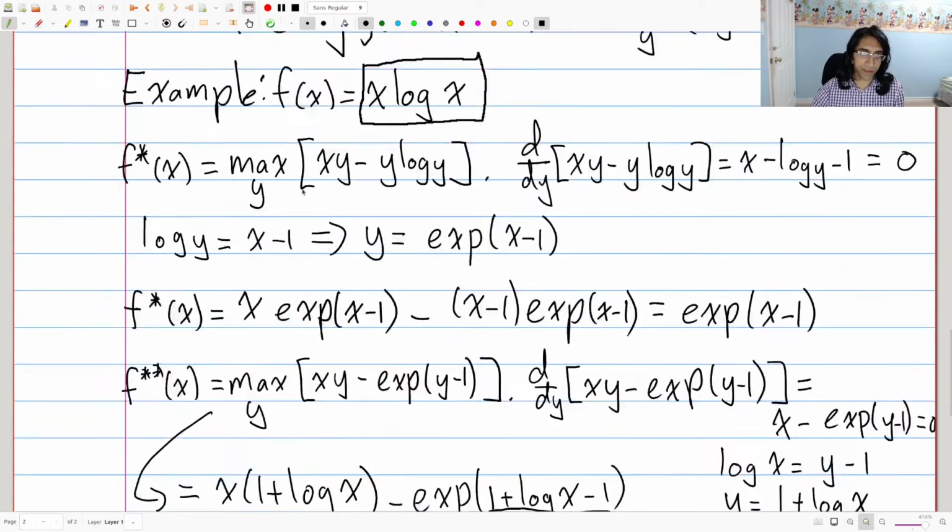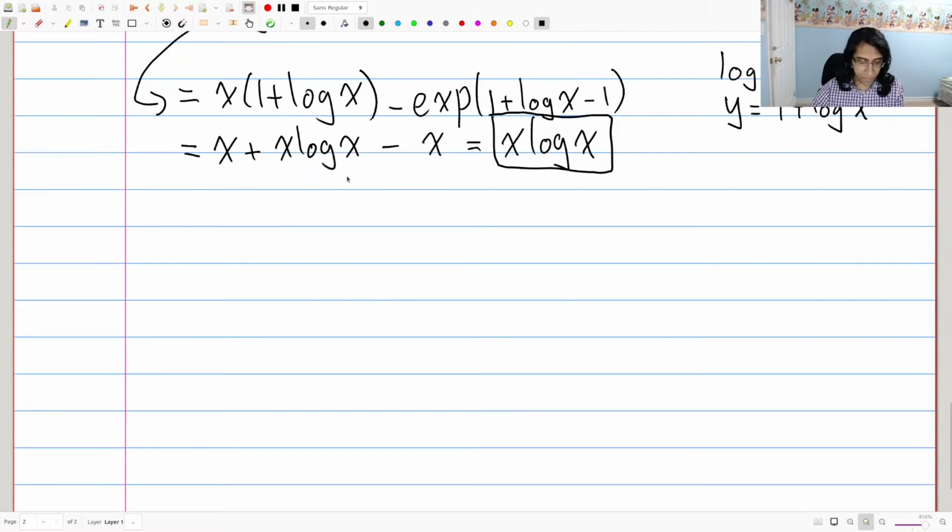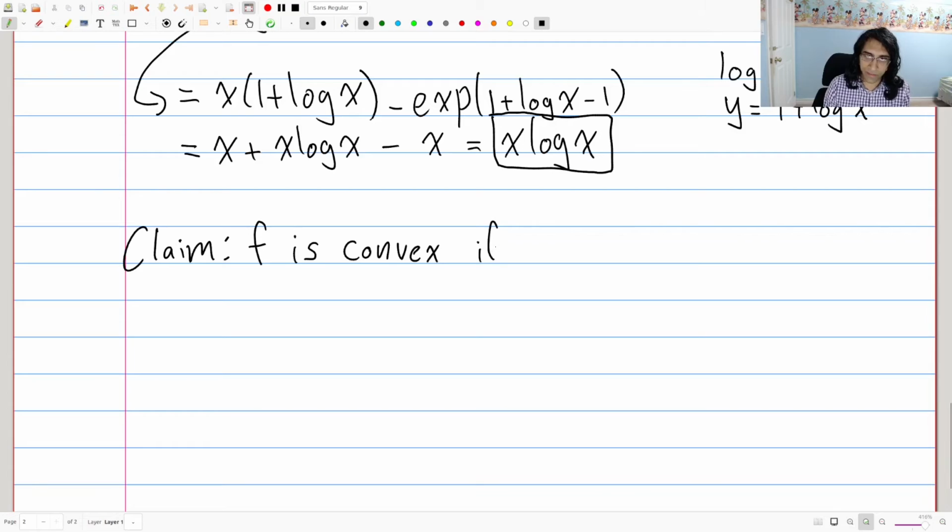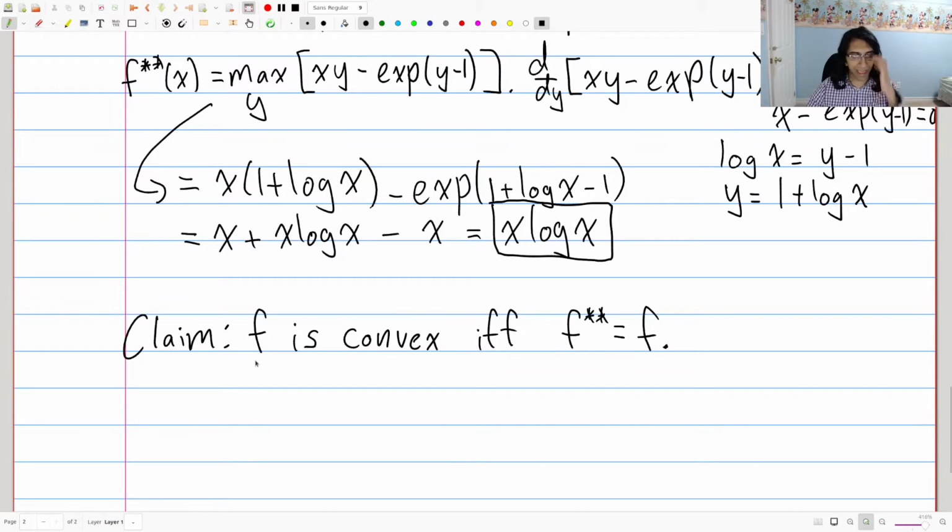Well, the main claim, which I will write here, I'm not going to prove this, but the claim is the following. f is convex if and only if we have that f double star, that is the conjugate of the conjugate, is equal to the function itself. So what does that mean? That means if we have that a function is convex, then we can always just double conjugate it and then get back to the original function that we started with.